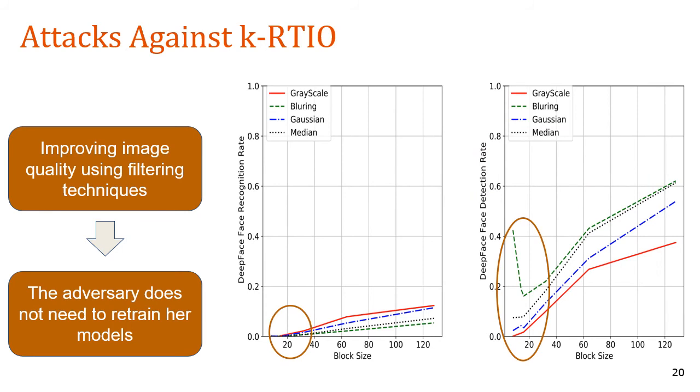We tried different filtering techniques, and we found that these techniques couldn't improve the face recognition models' performance, but for some hyperparameters, these techniques could improve the face detection models' performance.